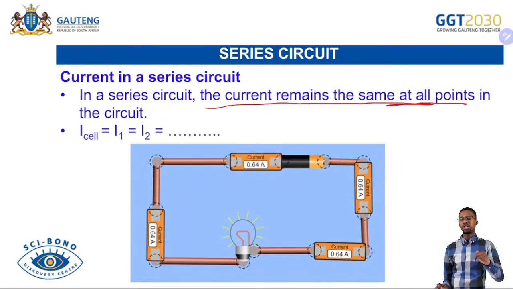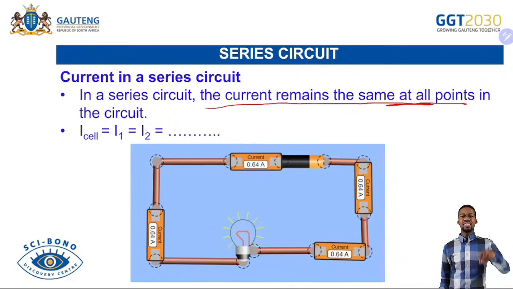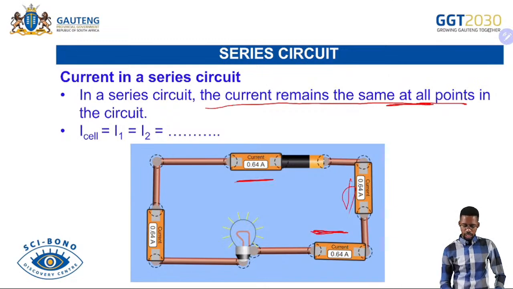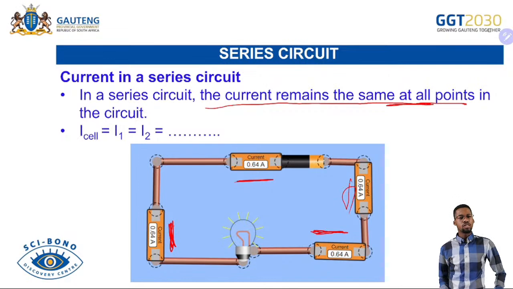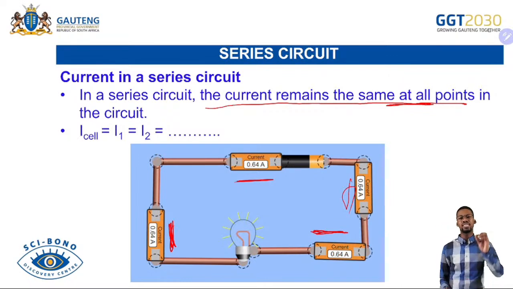This is what you need to remember, and it's going to help you when you perform calculations: in series, current is the same. The current measured here is the same current measured here, and here, and here. It means that in series, current is the same. And you can see 0.64 amperes at every point. So this tells you that in series, current is the same.